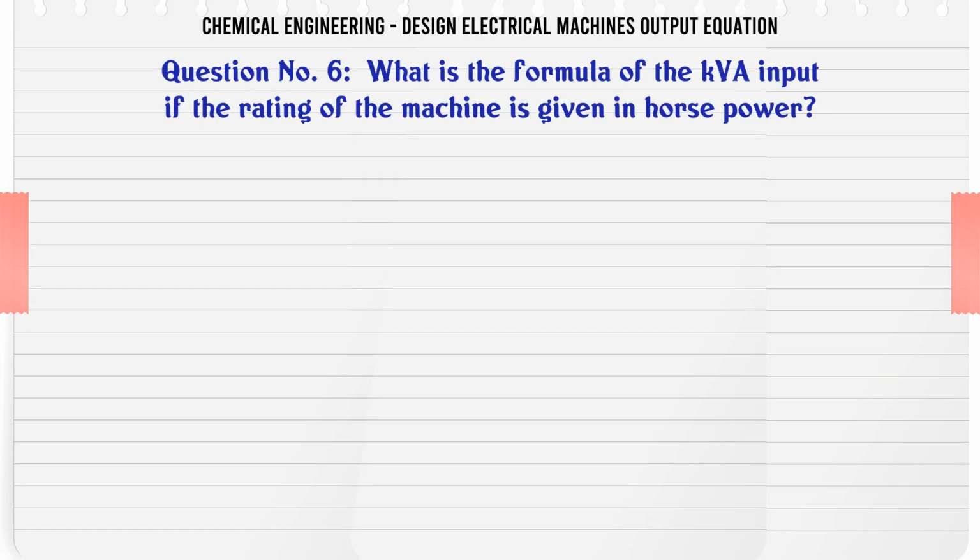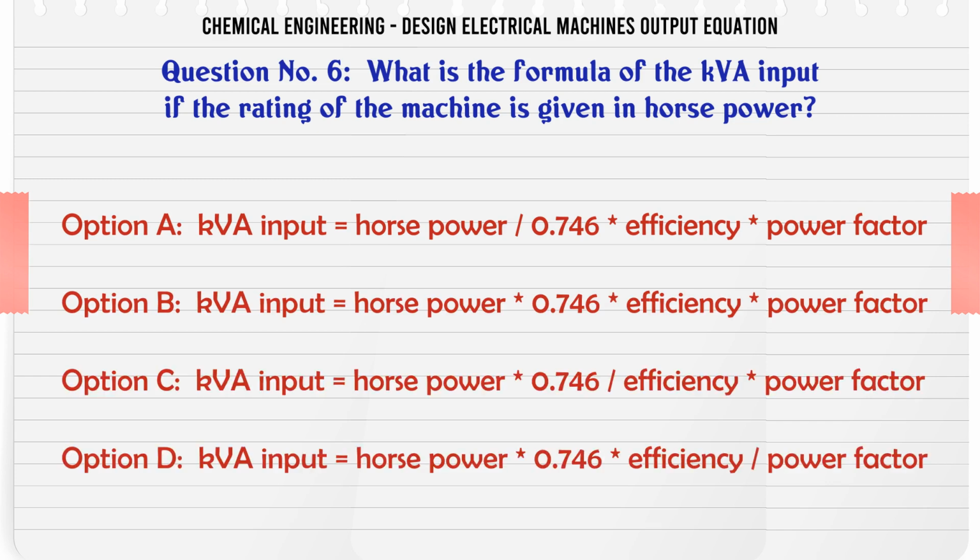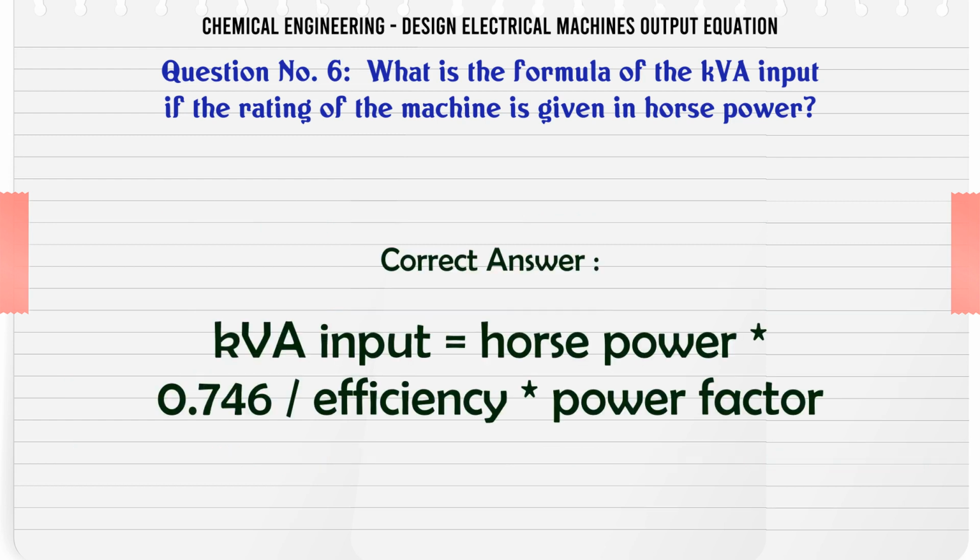What is the formula of the kVA input if the rating of the machine is given in horsepower? A: kVA input = horsepower × 0.746 / (efficiency × power factor). B, C and D give variations of the formula. The correct answer is kVA input = horsepower × 0.746 / (efficiency × power factor).